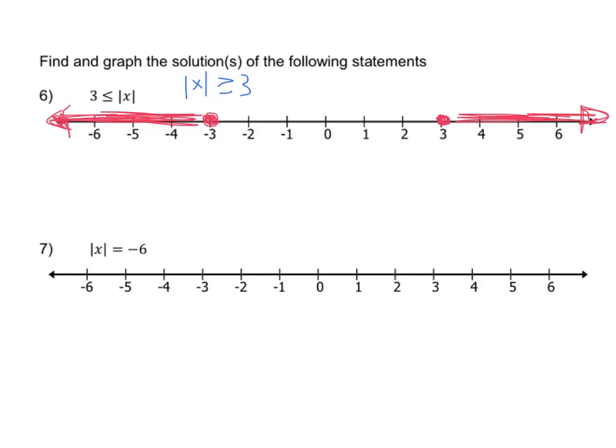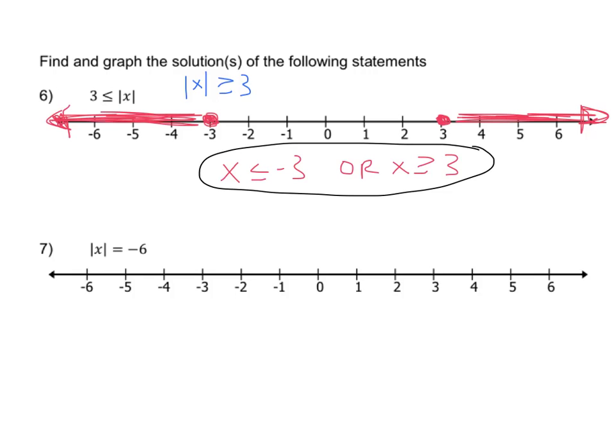Right? Your answer should be an OR statement. Your answer should be x is less than or equal to negative 3, or x is greater than or equal to positive 3. That's your answer to number 6.